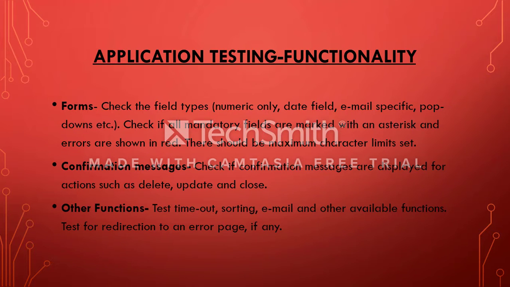Next would be functionality. First, you will check forms. Check the field types: numeric only, date field, email specific, pop downs, etc. Check if all mandatory fields are marked with an asterisk and errors are shown in red. There should be a maximum character limit set. Confirmation messages: check if confirmation messages are displayed for actions such as delete, update, and close, and other functions, which consist of test timeout, sorting, email, and other available functions. Test for redirection to an error page if any.